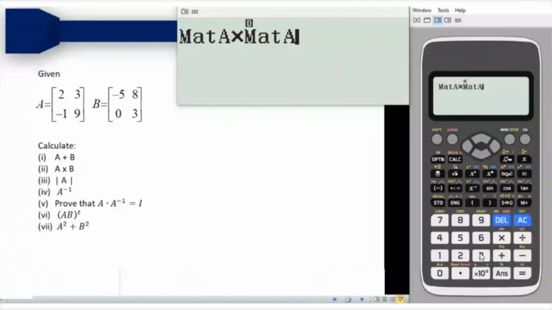So matrix A multiply by matrix A inverse. We are aware of the fact that when we multiply a matrix by its inverse, the result is identity matrix. Let's see whether that is true or not. I press equals to and I get 1 0 0 1, which is identity matrix.